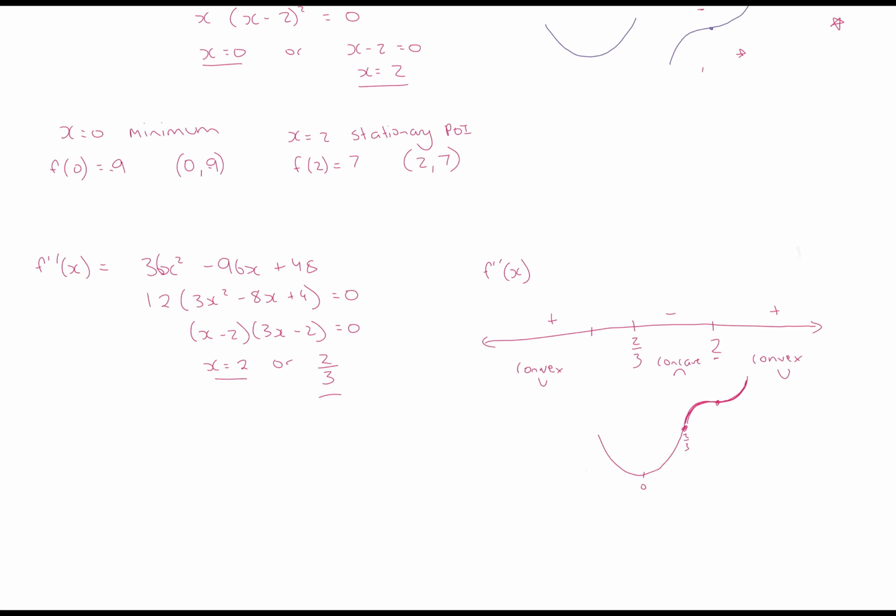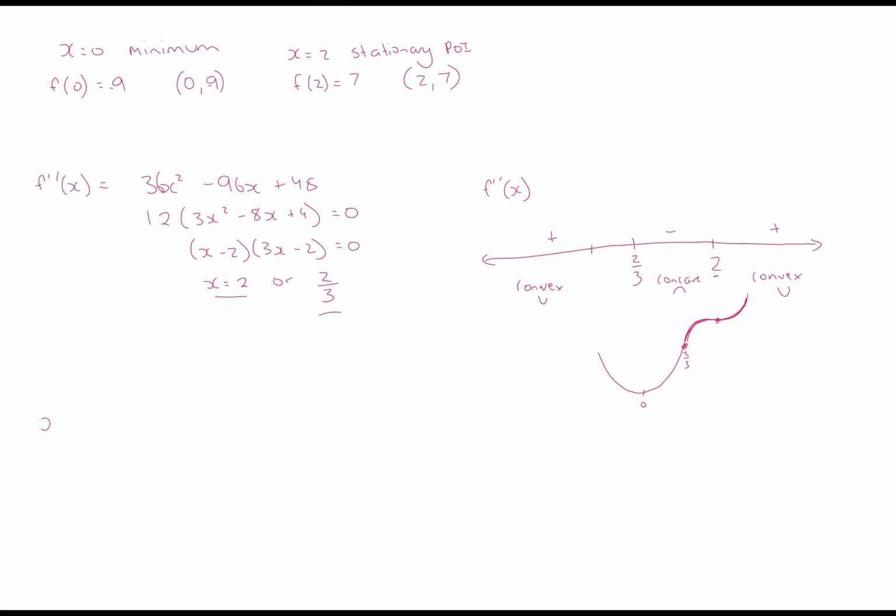So what we actually need to write though is that when x equals 2 is our stationary point, which is given above. So again, we're substituting those into the original, so you're going to get 2, 7 again. That's not going to change. But we have found out that at 2/3 we have a non-stationary point of inflection. And we can substitute that into the original, and we get 2/3 and negative 2.48 rounded.